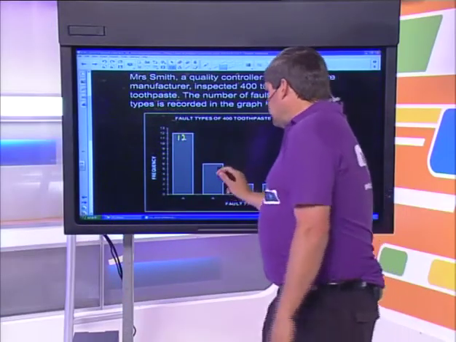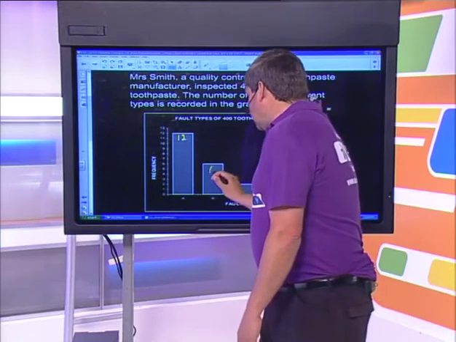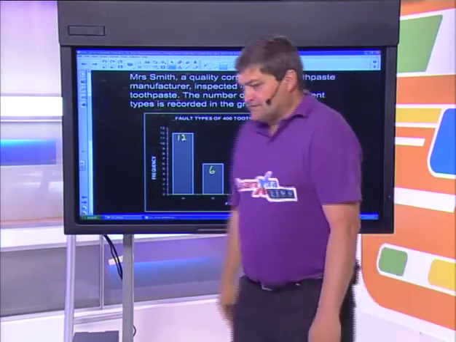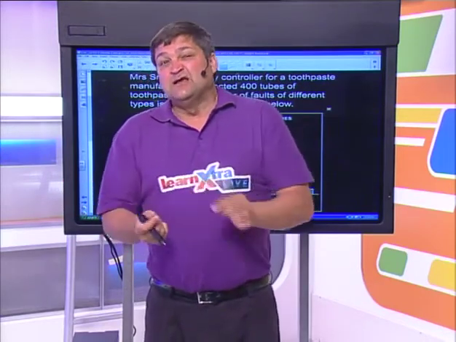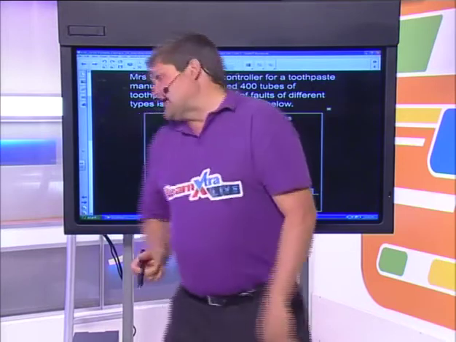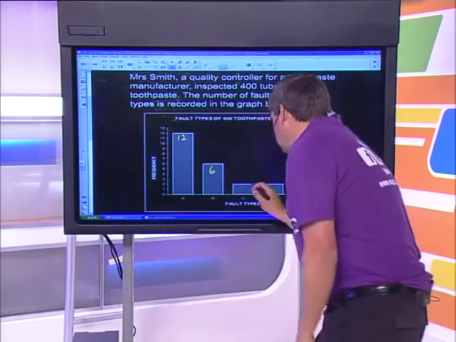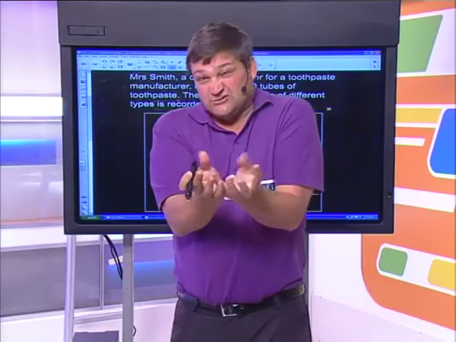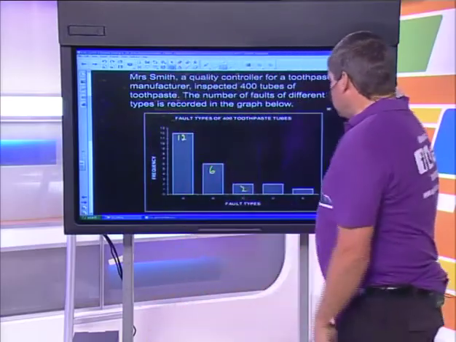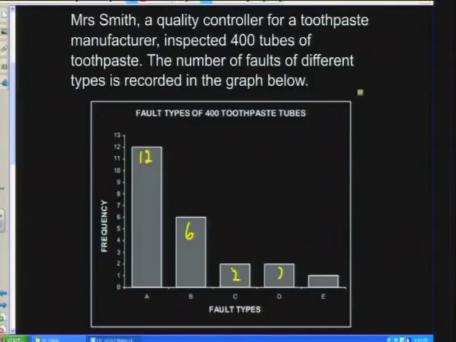We've got 6 which are fault B. What does fault B mean? Well, we're not sure. Maybe it means the base of the toothpaste tube is not sealed properly, and so a little bit of toothpaste is oozing out. We've got here 2 with fault C. Fault C could mean maybe there's not enough toothpaste in the tube, and so the tube's looking all funny. We've got 2 with fault D. I don't know what fault D could be, but there's some fault. And E, we've got 1 fault.